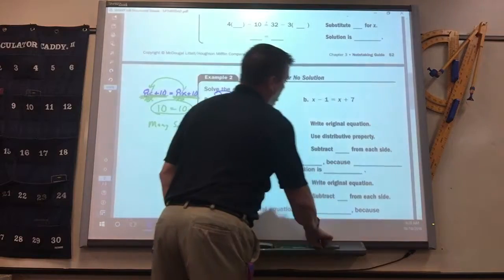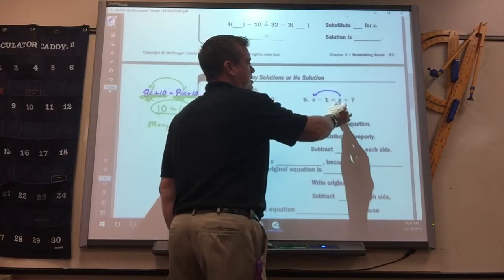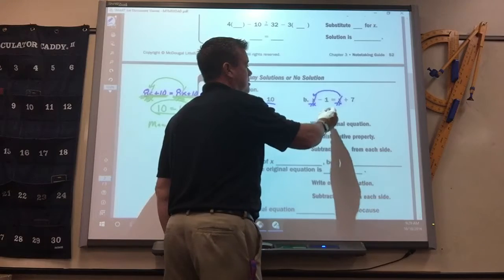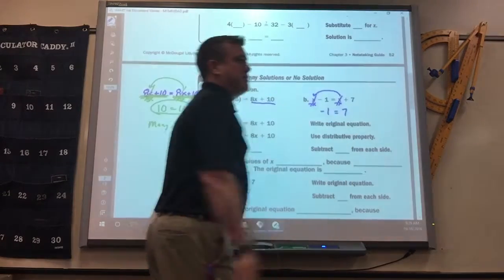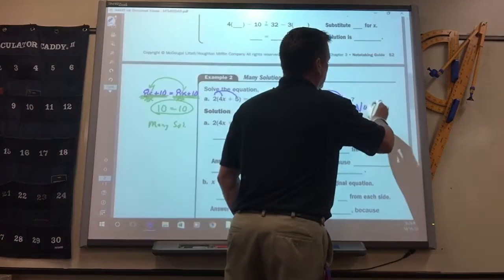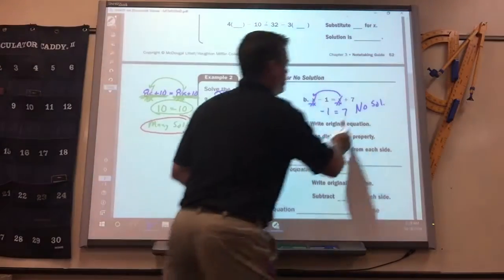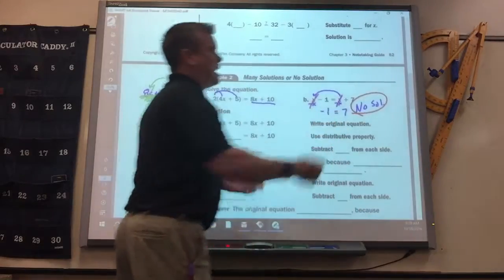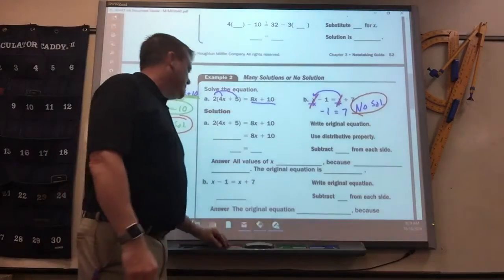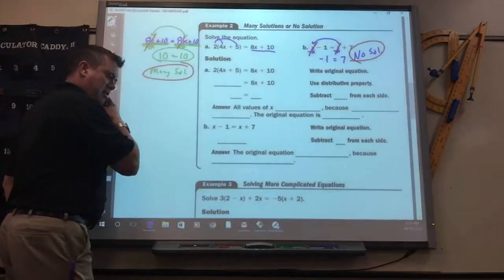Now this is one: no solution. If I were to move this out of there, it's a plus x, so you'd minus x. They'd cancel. And when you do the same thing there, they cancel too. So you're left with negative 1 equals 7. Does negative 1 equal 7? Ew. No. So that's a no solution. So the only time you get a many solution and a no solution is if the x's or y's or whatever letter it is completely cancel off.